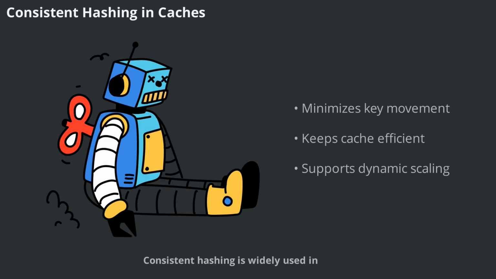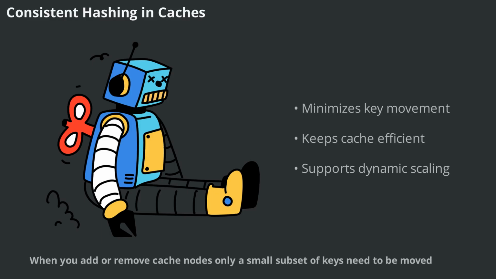Consistent hashing is widely used in distributed caches like memcached or Redis clusters. When you add or remove cache nodes, only a small subset of keys need to be moved, minimizing disruption. This approach keeps your cache efficient and scalable, even as your infrastructure changes. Consistent hashing is a subtle but powerful tool for maintaining performance in distributed systems.